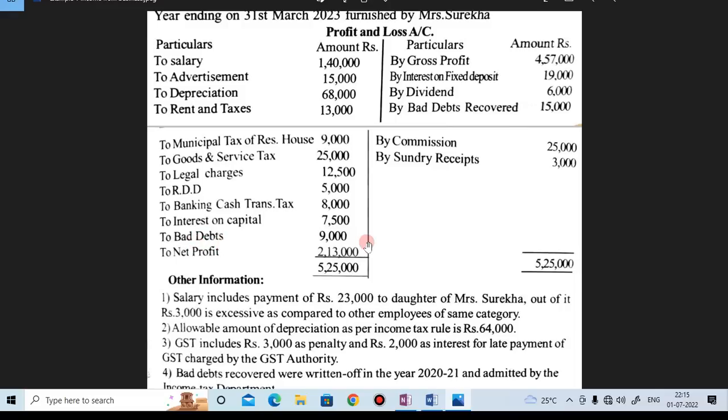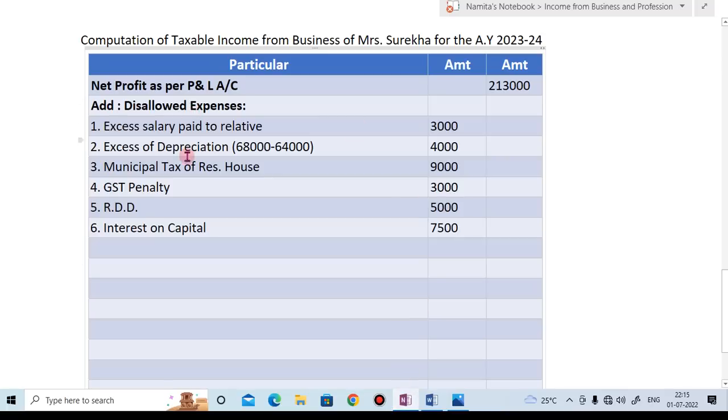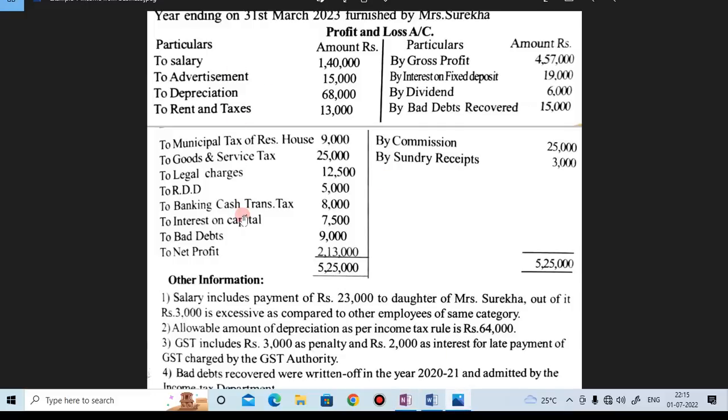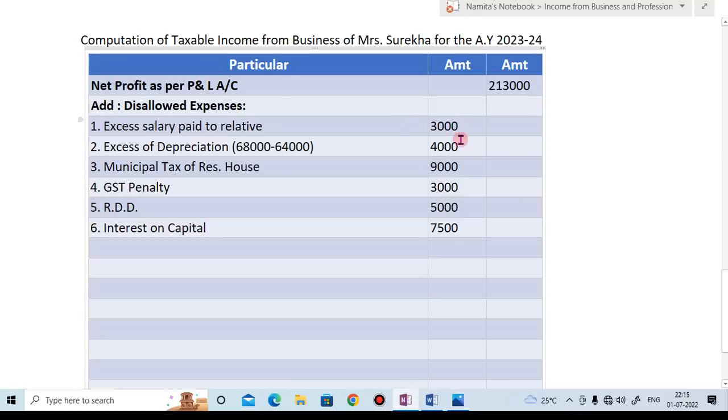Next is bad debt 9,000. Now bad debts is related to business. What does bad debts mean? Bad debts means the amount not recovered from the debtors. So it is related to business. Last is net profit, which we have already taken. So all the disallowed expenses which were given in the debit side of the profit and loss account, we have taken into consideration.